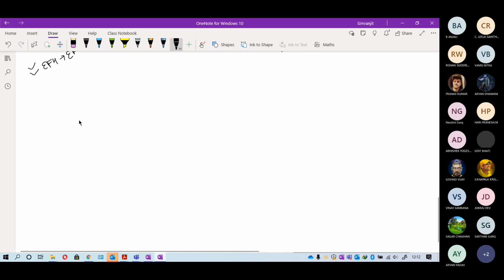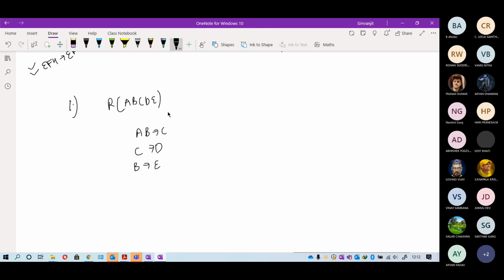Okay, there are some examples. We will also try some other questions. So another question that I have prepared, with different combinations. So firstly, a very simple question: A, B, C, D, E. The FDs that are given to you are AB determines C, C determines D, and B determines E. Okay, so many other questions are also given in your PPT.